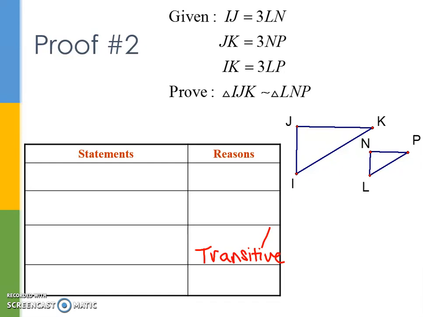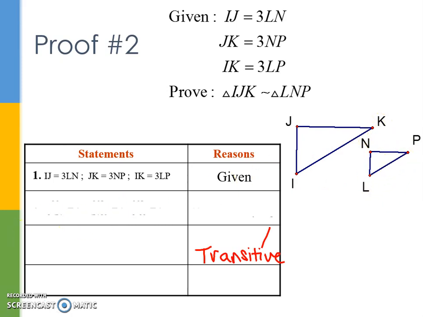Let's look at proof number 2. You have these two triangles. You need to prove that they are similar. So the given is right here. IJ equals 3LN, JK equals 3NP, IK equals 3LP. What does that mean? That means this IJ is equal to 3 times this LN. These two are corresponding, same side. So the scale factor is 3 basically. JK is 3 times this NP. IK is 3 times this LP.